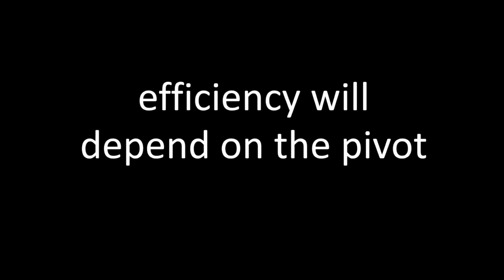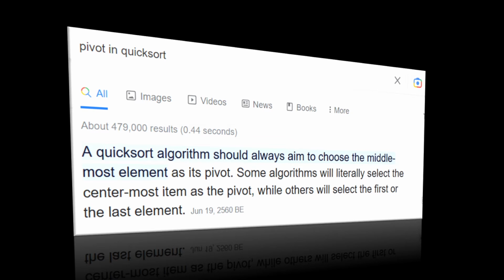Now, how good this sorting algorithm is will depend on how you choose the pivot. So here we've looked online and it says a quicksort algorithm will always aim to choose the middlemost element as its pivot. Some algorithms will literally select the centermost item as a pivot, while others will select the first or the last element. Now we prefer the approach of actually choosing the first, last and central element and seeing which one of the three is the middle number.